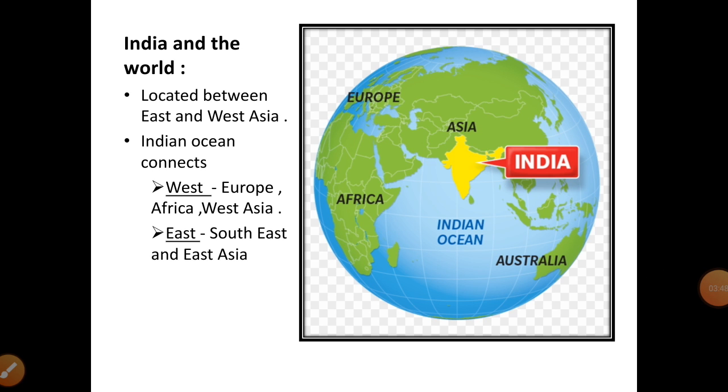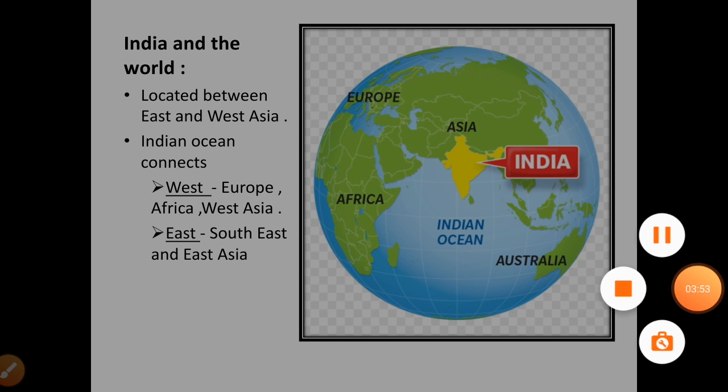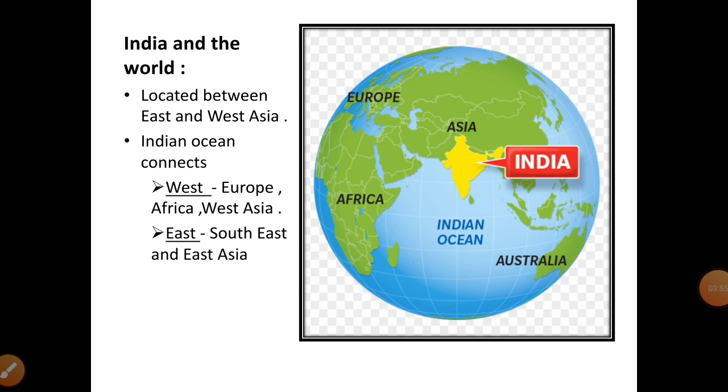Next, India and the world. Our country is located in between East and the West Asia. Indian Ocean routes connect the countries of Europe in the West and East Asia. It is helping our country to create close contact with West Asia, Africa and Europe from western coast, and Southeast and East Asia from eastern coast.